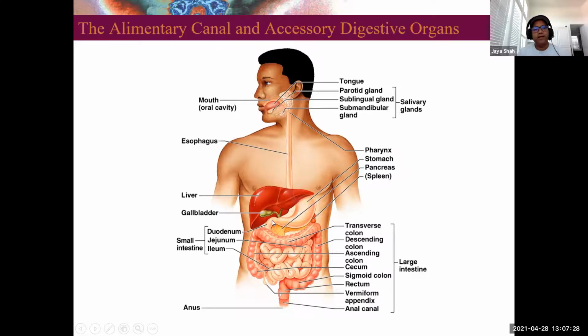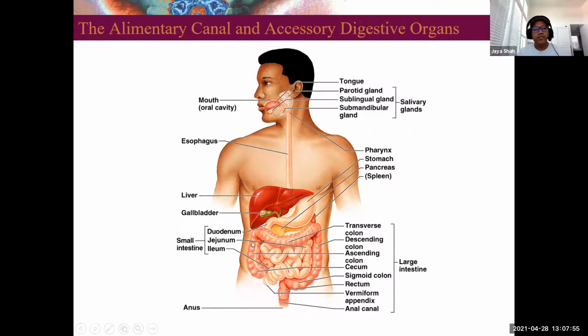Then the stomach again constricts and becomes a less diameter coiled long tube. That is called the small intestine. The small intestine has three parts. The first part is called the duodenum. The second, middle part is called the jejunum, and the terminal part is called the ileum. Then the ileum again enlarges in diameter and becomes the cecum.